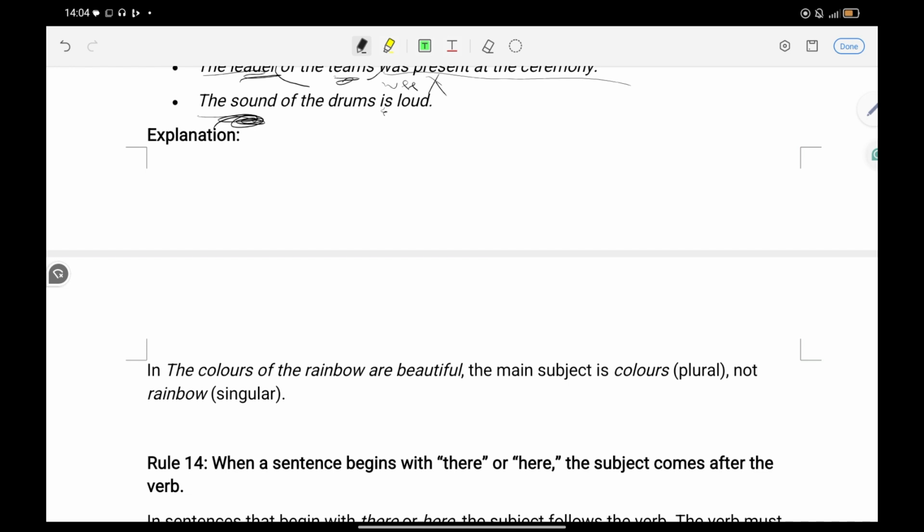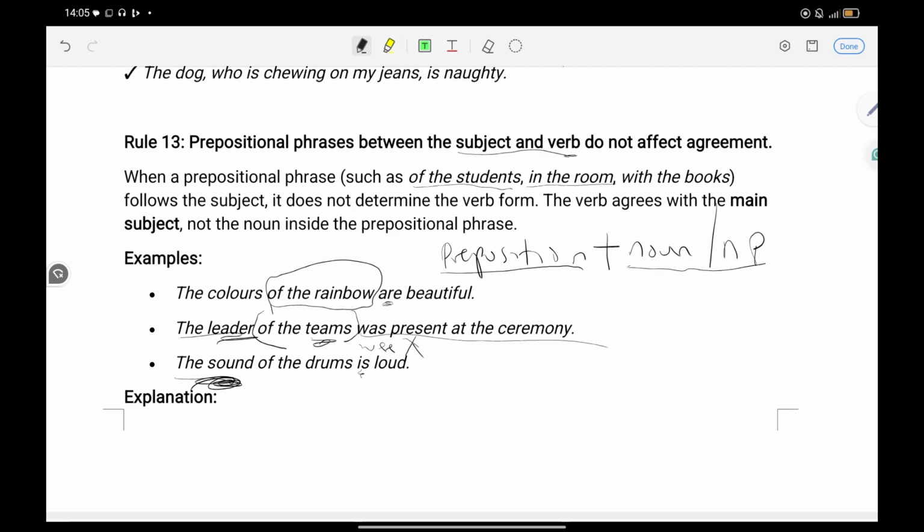Alright? So look at this. In the colors of the rainbow are beautiful, the main subject is colors, not rainbow. So it is the main subject that determines the verb, not the object of the prepositional phrase. The noun or noun phrase is the object of the prepositional phrase. The preposition is the head word for that phrase. Right? So the object of the prepositional phrase cannot be the subject of the sentence.